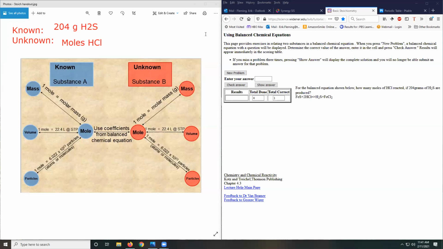And so if I highlight those on my mole map, let's make it a crazy color. Grams of H2S is a mass measurement. So I'm going from mass to moles. And how many steps is that?